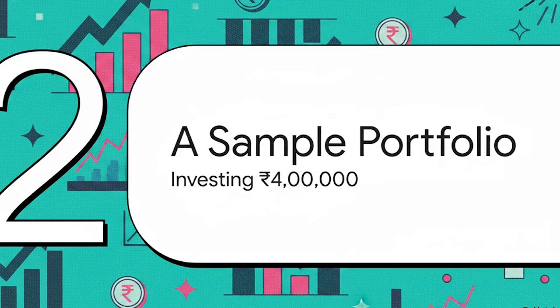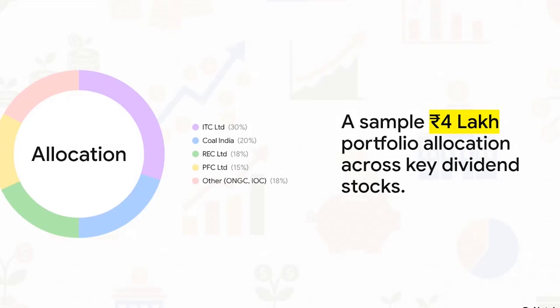But you know, a number is just a number. The real question is, where would you actually put that money to work? So let's move on to a sample portfolio and see how this could actually look in the real world. Here's just one example of how you could slice up that 4 lakh rupees. As you can see, the largest chunk, 30%, is going into a stable performer like ITC. The rest is spread across several high-yield public sector stocks like Coal India, REC, and a few others.